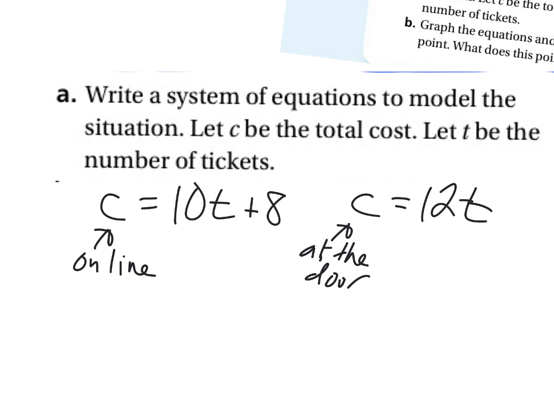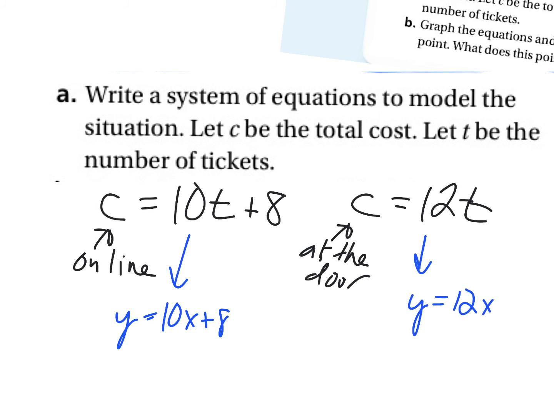Once we've got those equations, we can graph them on the calculator. So this would be like y equals 10x plus 8, and this would be like y equals 12x. Notice they have different slopes from each other, and they're not the same equation, obviously. So we are going to have one solution here. The intersection point, if you work that out, would be (4, 48).